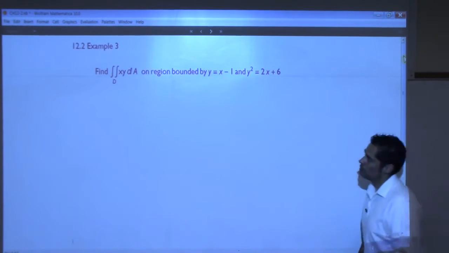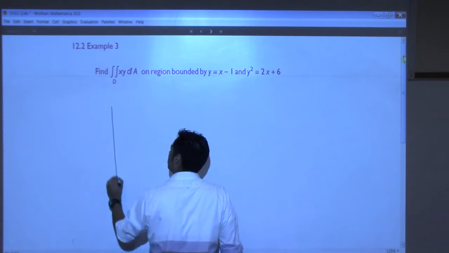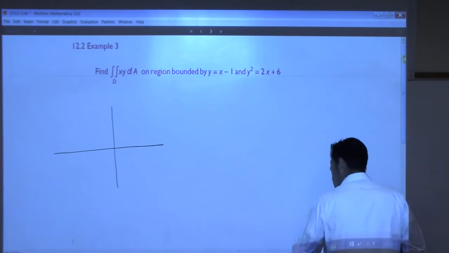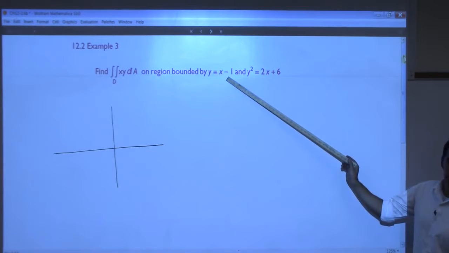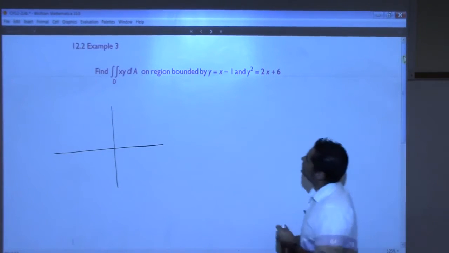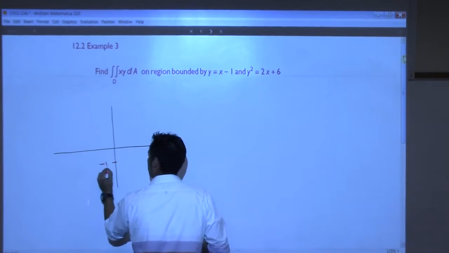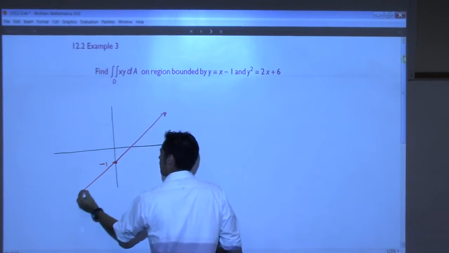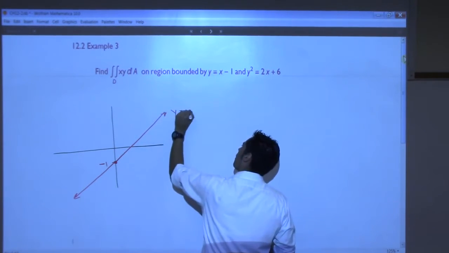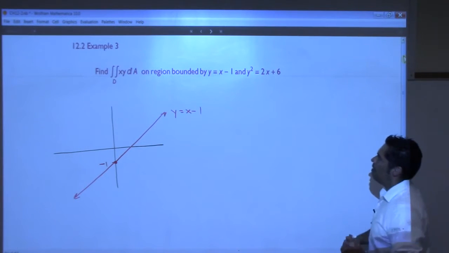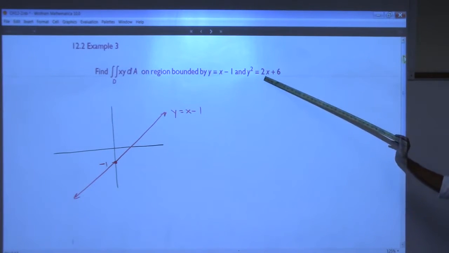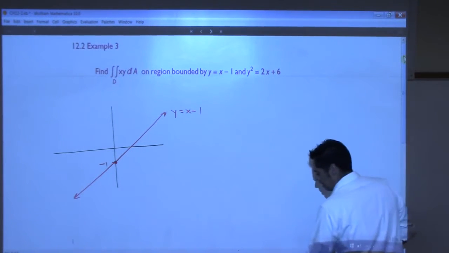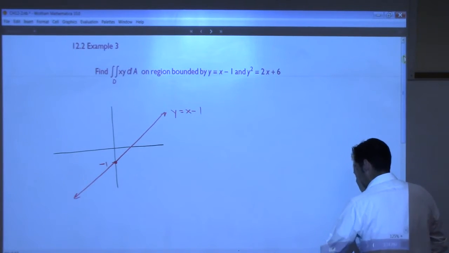Okay. Let's see if we can draw this, though. Y equals x minus 1. That should be easy for all of us to draw, right? Y-intercept of -1 has a slope of 1. Looks like this. But how about this one? How are you going to draw this? It's a parabola, right? Sideways.